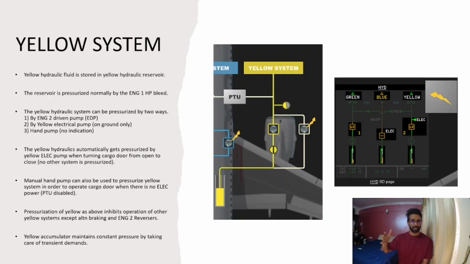Cargo doors opening, because it's a big door, right? You need pressure to open it. They flick it, it will turn the pump automatically. The pump will pressurize the yellow system, which will pressurize the hydraulic cargo doors below.